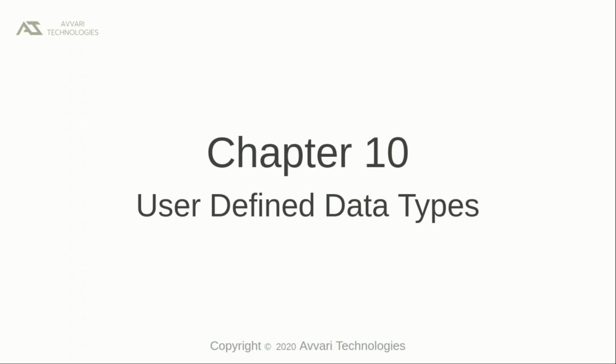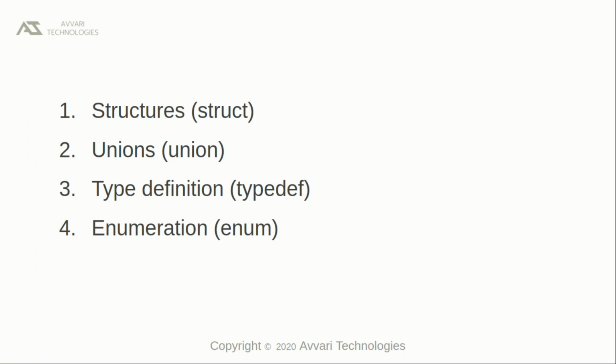In this presentation, we will be concentrating on user-defined data types. There are four user-defined data types in C, that is structures, unions, type definition, and enumeration.